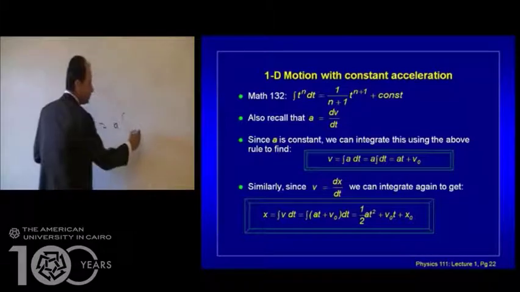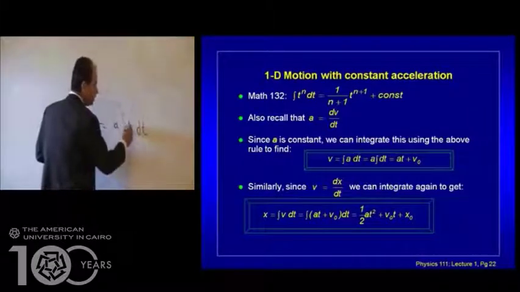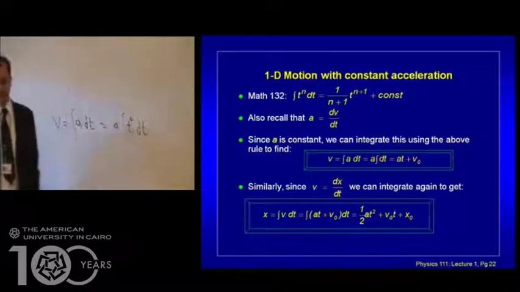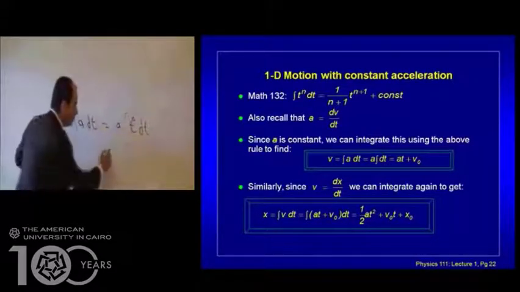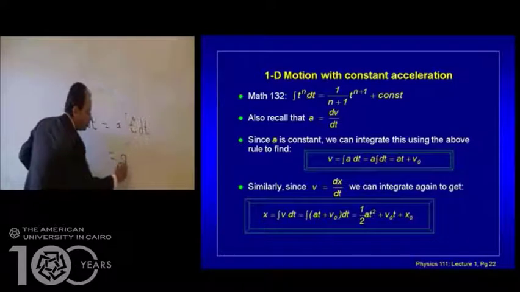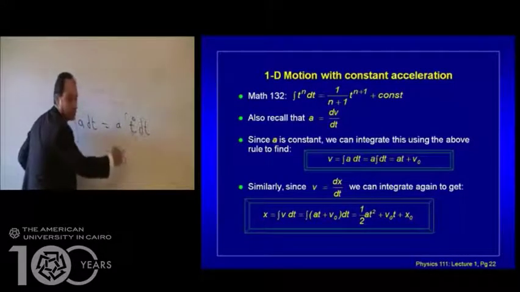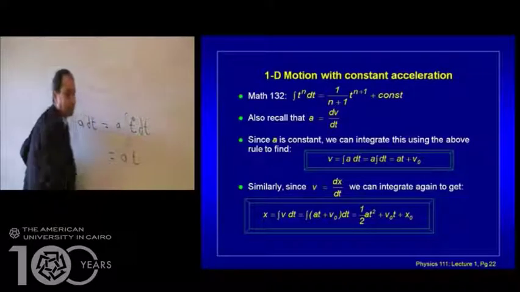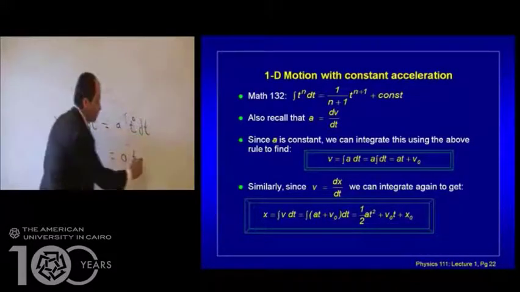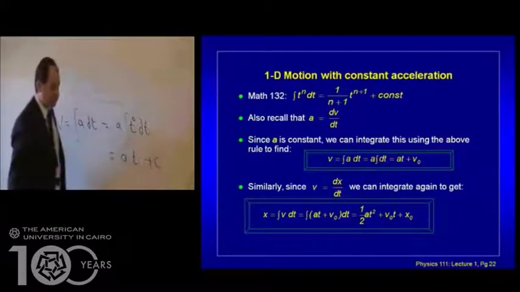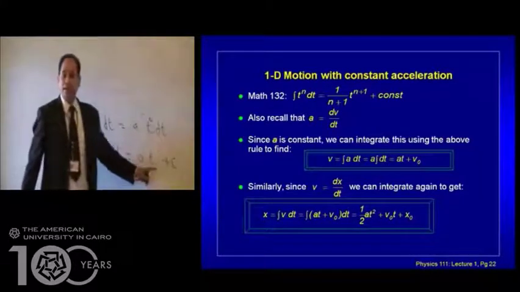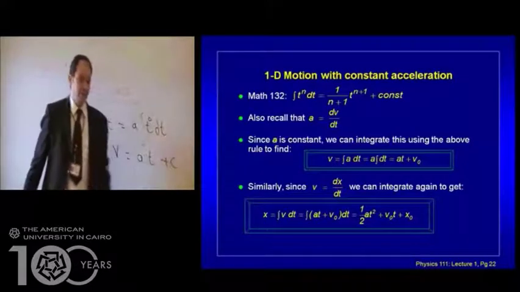Then you're doing the integration for t to the power 0 dt, 1 dt. And this integration, if we remember, should be equal to a, that's constant, t to the power 1 divided by 1. So it's at plus constant. So the velocity will equal acceleration times t plus c.